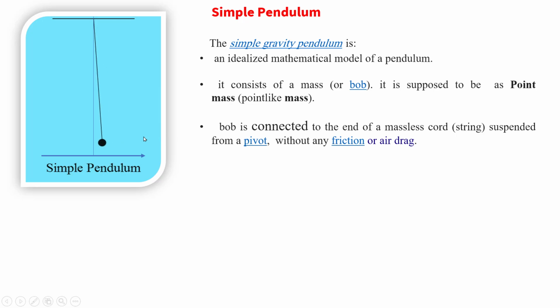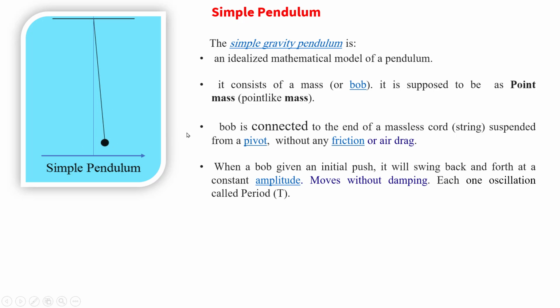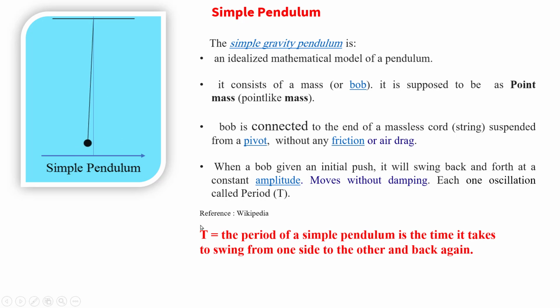When a bob is given an initial push, it will swing back and forth at a constant amplitude, and moves without damping. Each one oscillation or cycle is called the period. The period of a simple pendulum is the time it takes to swing from one side to the other side and back again to the same point.